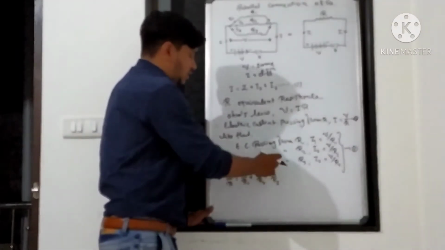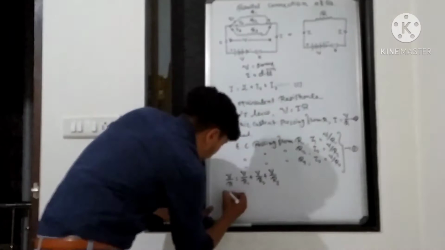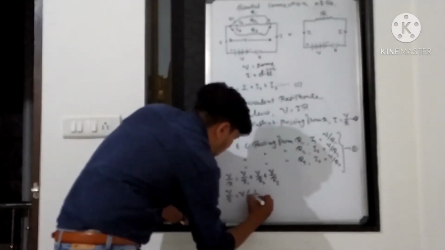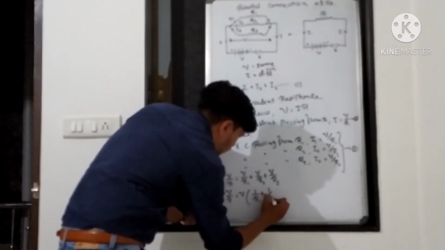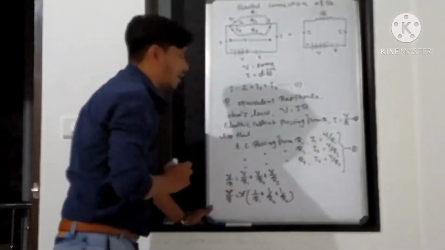Now what is common in this equation? Our equation has a V. So take it as common. So V by R, and here V, then the remaining is 1 upon R1, plus 1 upon R2, plus 1 upon R3. The V's are cancelled out.